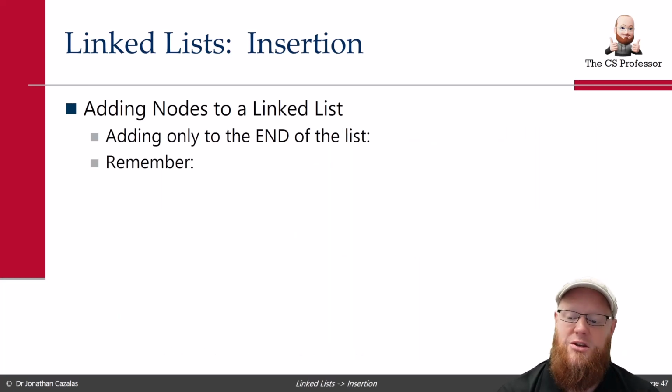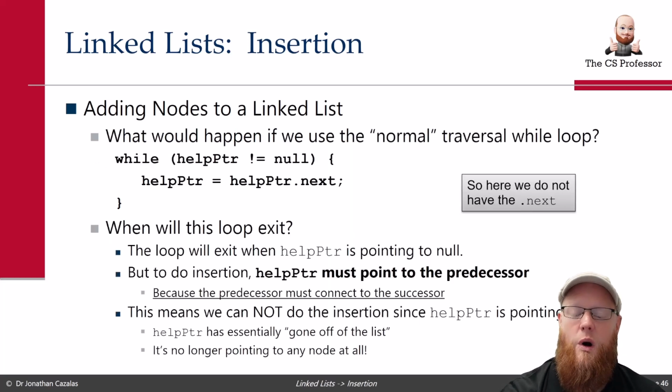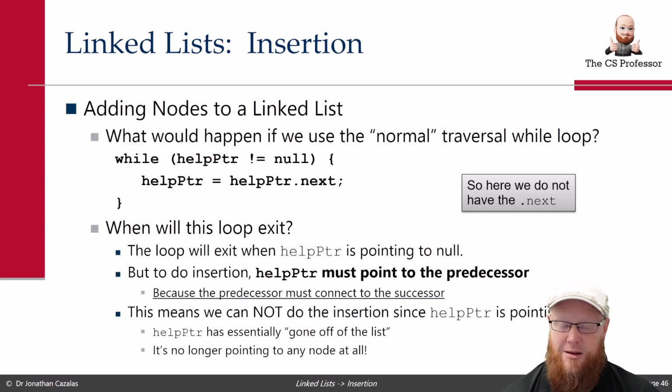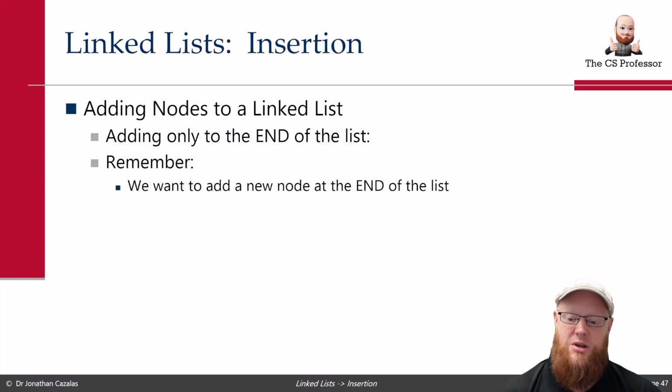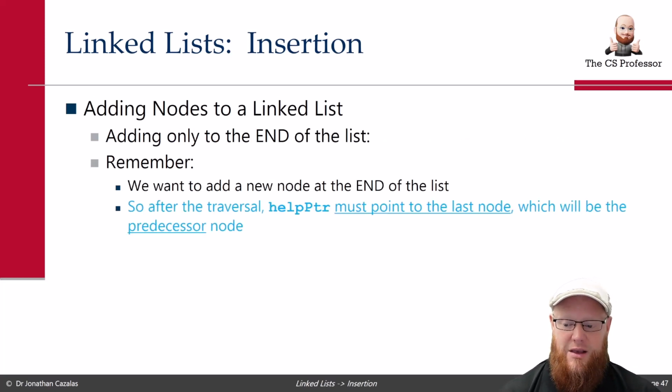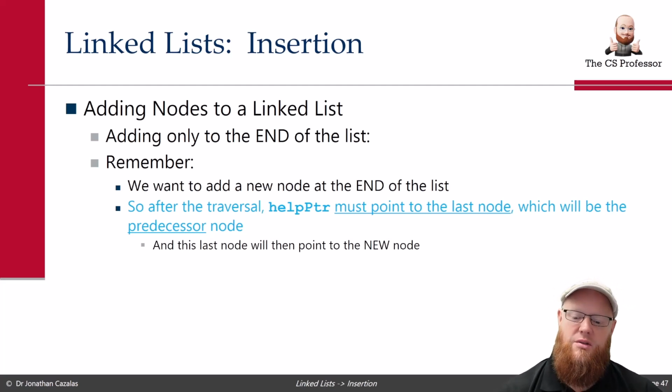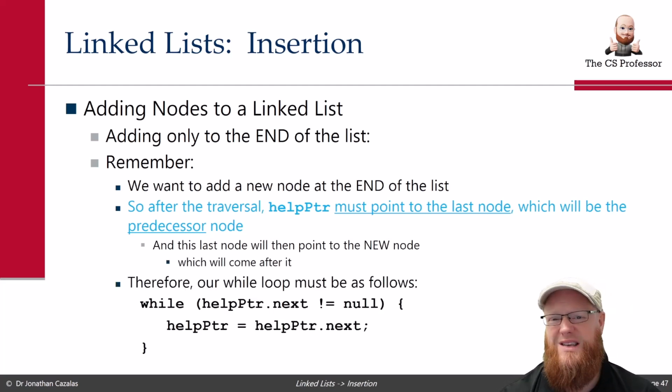So we need to change this to while help pointer dot next does not equal null, thereby allowing us to stay on the list. We want to add a new node at the end of the list, which means after the traversal, help pointer must point to that last node, which will be the predecessor node. This last node will then point to the new node, which will come after it. So this has to be our loop. A lot of words, right?